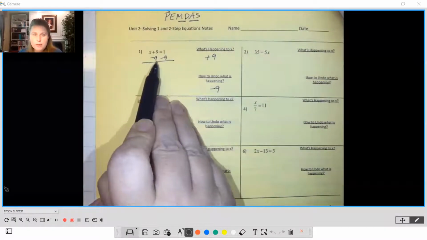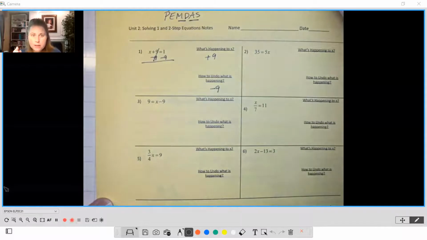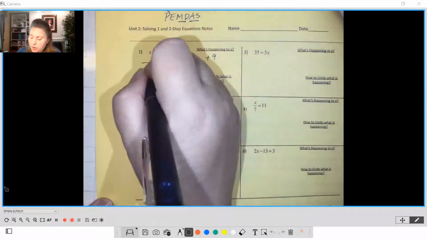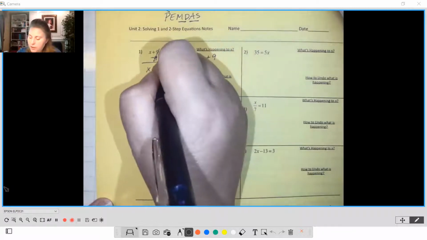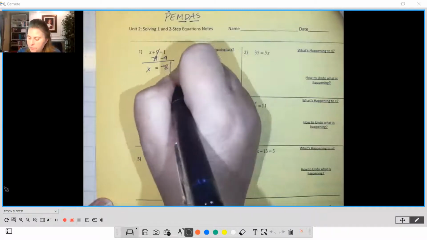And x plus 0 is x. And that's why we're allowed to slash through those, okay? Because x plus 0 cancels out that positive 9 minus 9, leaving us with x on the left side. Bring down the equal sign. And 1 minus 9 is negative 8.